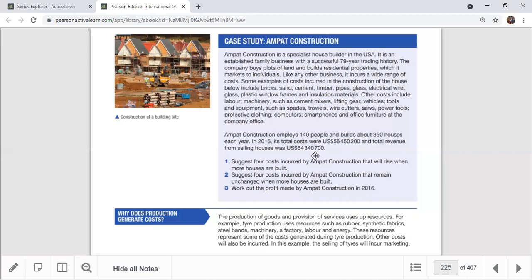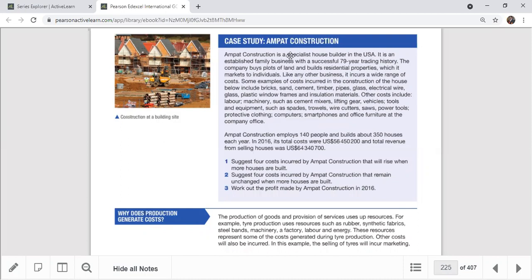But to get the accurate value, we have to deduct the perfect number: 64 million 350,000, 340,700 minus 56 million 450,200. Like that, you are getting 7.8 million, 7,890,500 profit. So that's a basic ideology here.